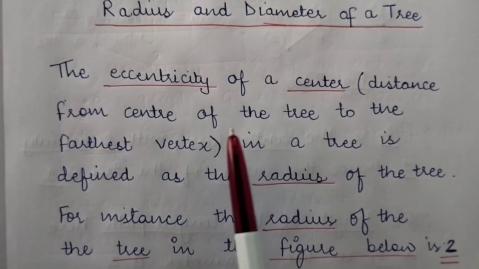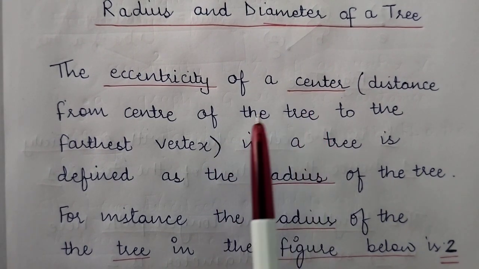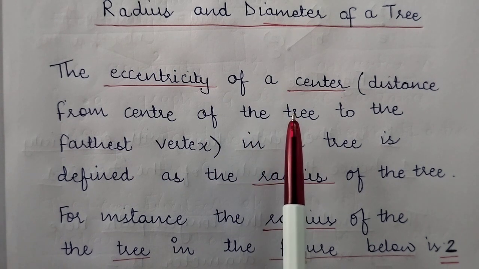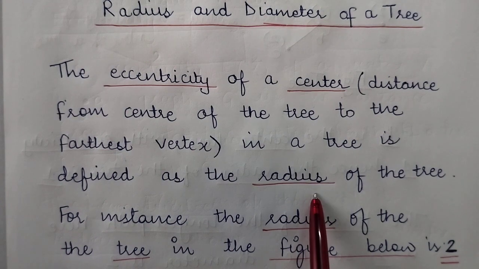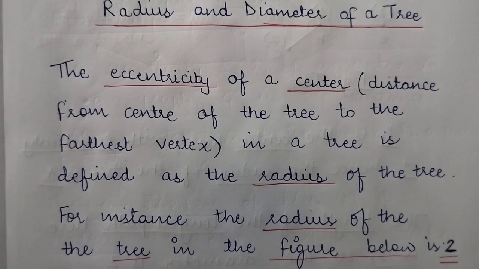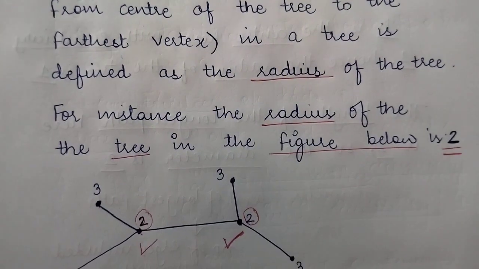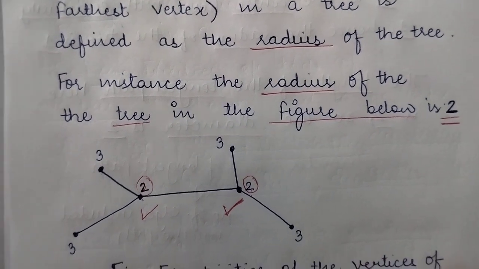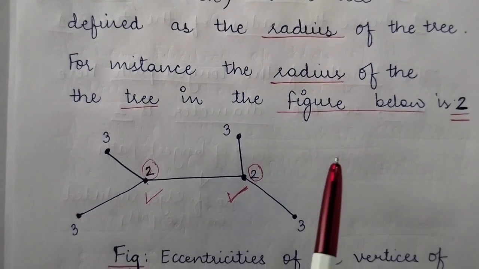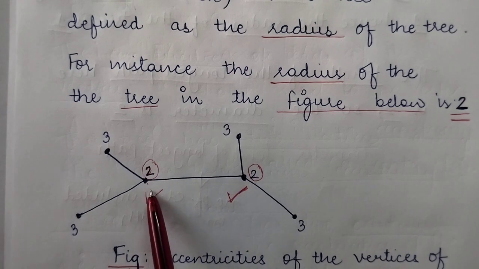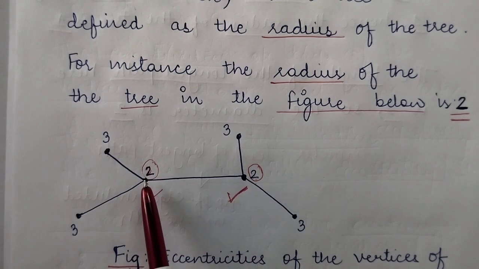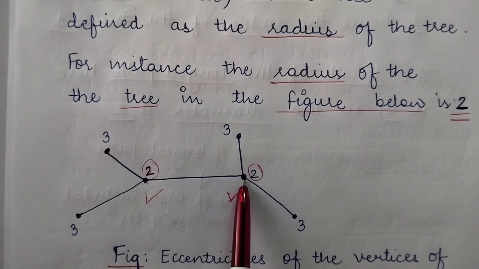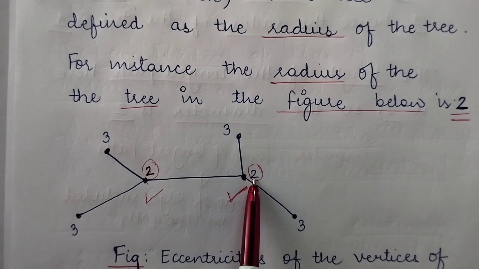So basically, when you find the eccentricity of a center, that eccentricity becomes the radius of the tree. So you can say the radius of a tree is equal to the eccentricity of the center. For instance, if we consider this tree, the radius of the tree in the figure below is 2. Why? Here we have two centers and the eccentricities are 2. There are two minimum eccentricities in this case. Hence, we have two centers and those minimum eccentricities are 2.